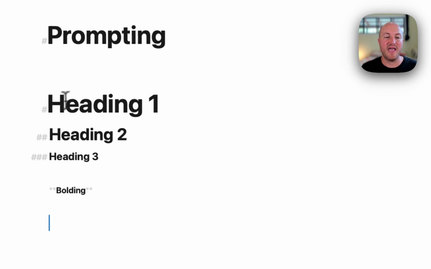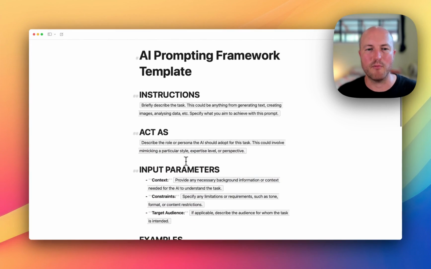I will use the heading 1 to indicate the name of the prompt, heading 2 for sections within the prompt, heading 3 if there's subsections, or sometimes I'll use the double asterisk to bold a section. So let's have a look at a bit of a framework.